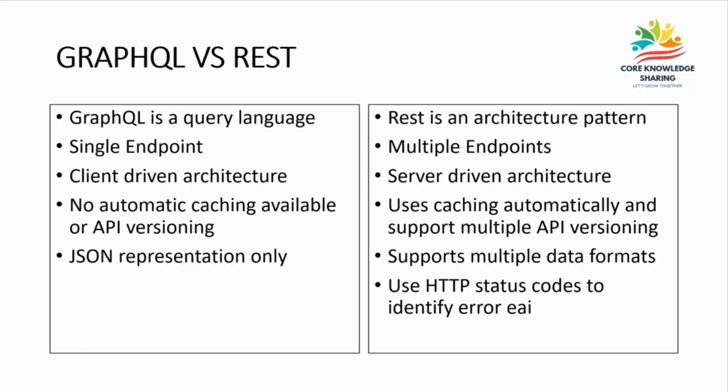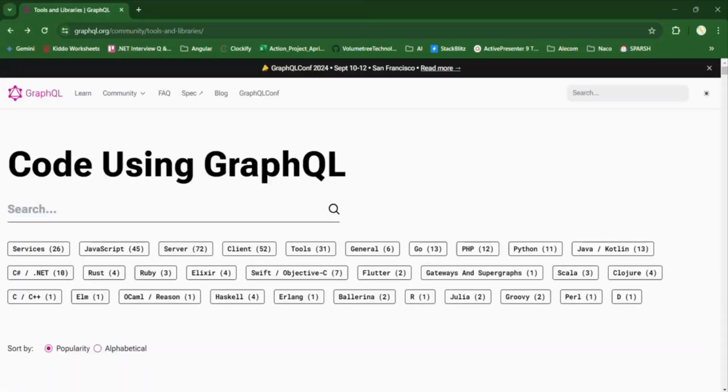Now, the main advantage we have already mentioned is that with GraphQL you get just the data you need, so you don't have overfetching and underfetching of data. This is the biggest advantage of GraphQL. So before we start building our GraphQL project, let's first have a look at some libraries that can be used in different programming languages to integrate GraphQL with the language of your choice.